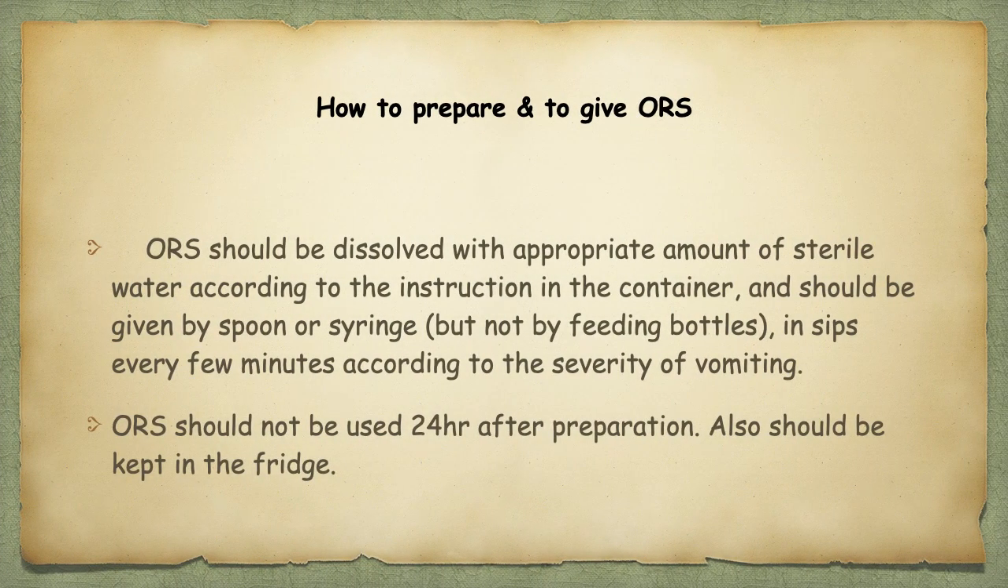ORS can be prepared in a simple way. The family should follow the instructions that are written on the container. After dissolving in an appropriate amount of sterile water, it should be given by spoon or syringe and not by bottle in order to prevent vomiting. The mother should give it in sips every few minutes according to the severity of diarrhea. All the amount that has been prepared should be consumed within 24 hours.